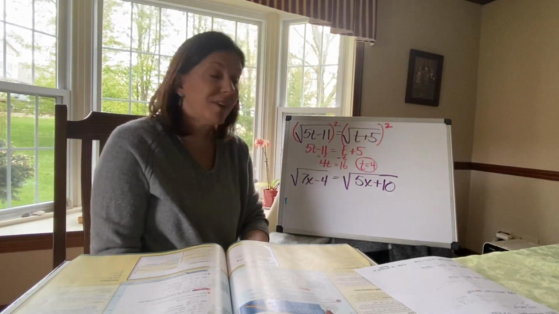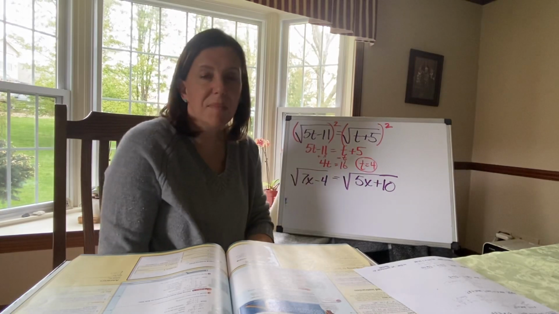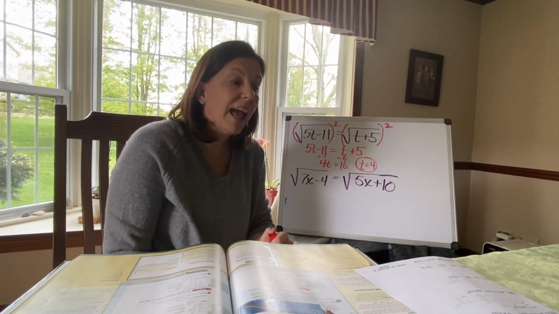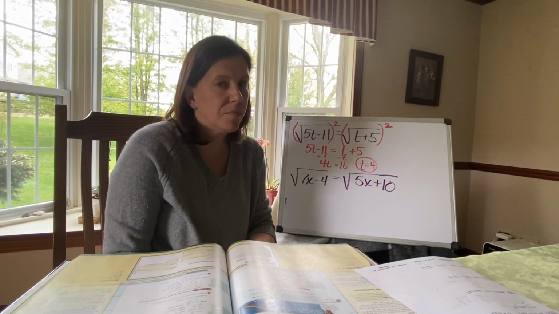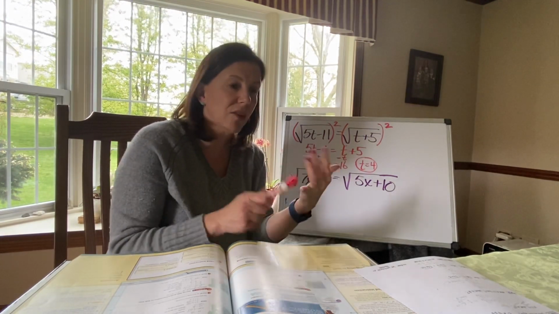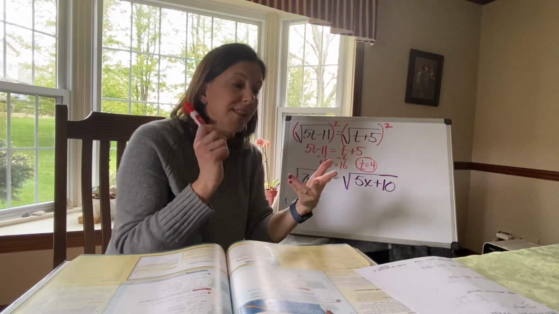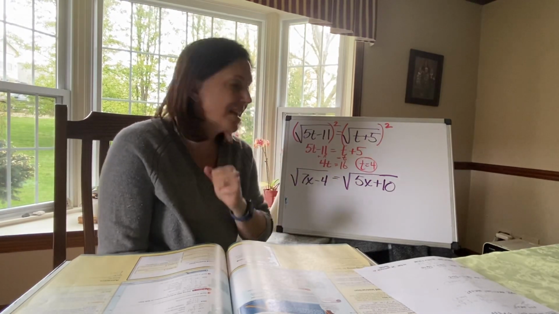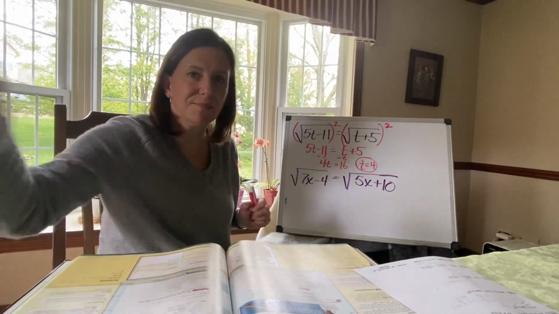Okay, pause the video here and attempt the second practice problem with radicals on both sides of the equation, and your steps still apply. Step 1, isolate the radical. Step 2, square both sides. Step 3, solve and check. Okay, go ahead and pause the video. Come back when you're ready to talk about it.